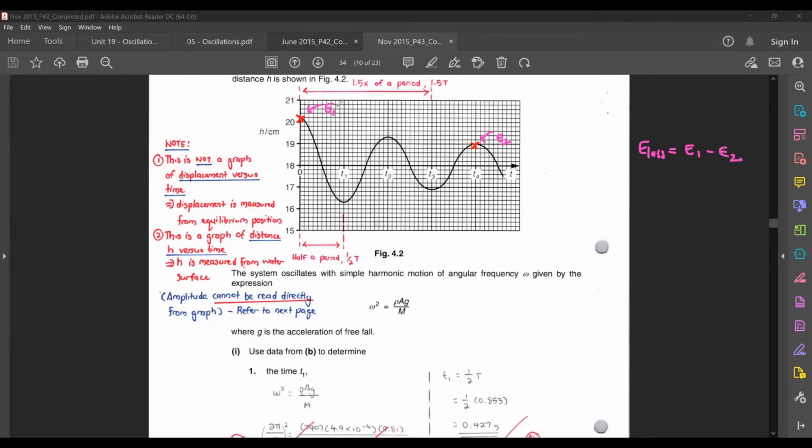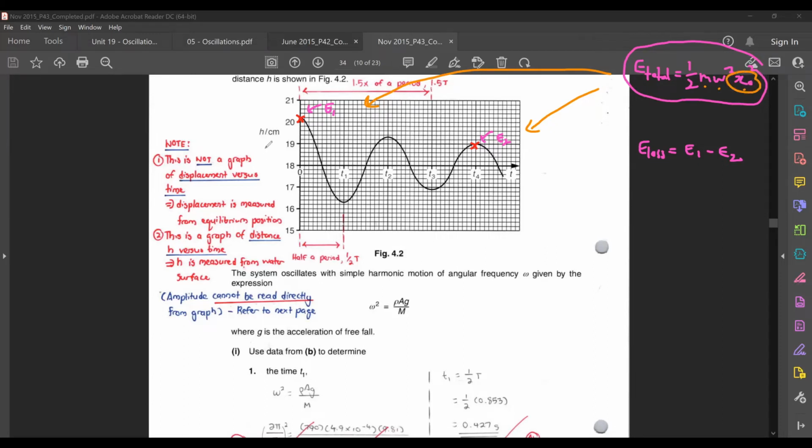Now, the energy at point 1 and point 2 here, you already learned that total energy is half m omega square x naught square. This is the expression for total energy that you learn from the notes. So you are supposed to apply E total equals to that to point 1 and point 2. You know the mass, you know the omega, and then amplitude.